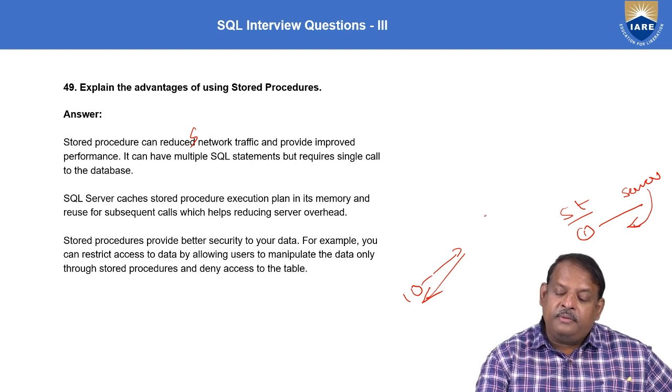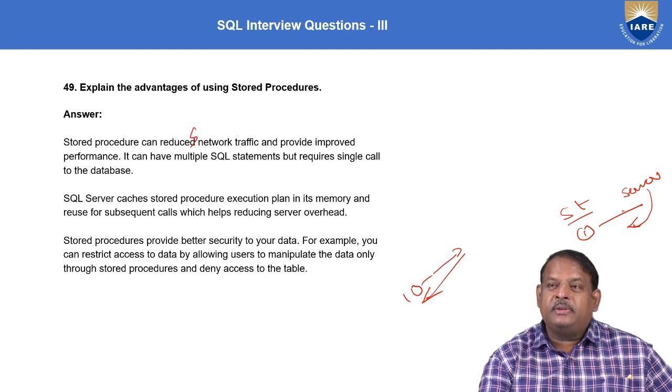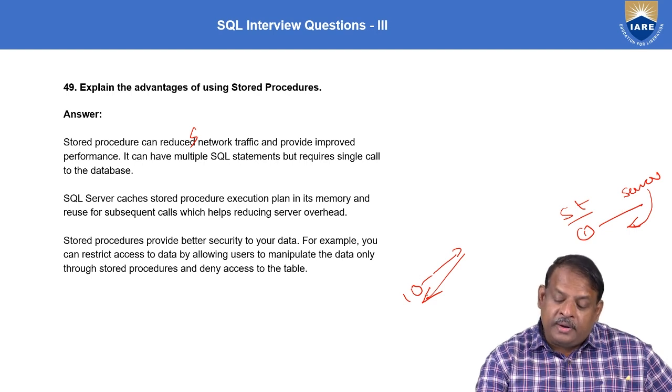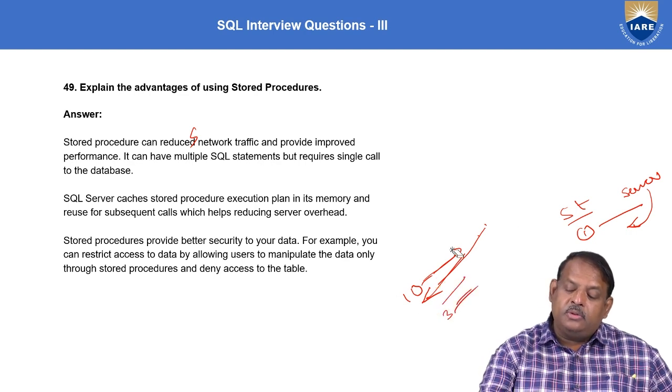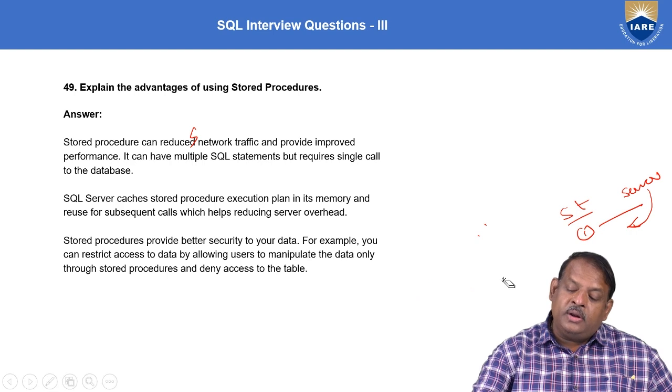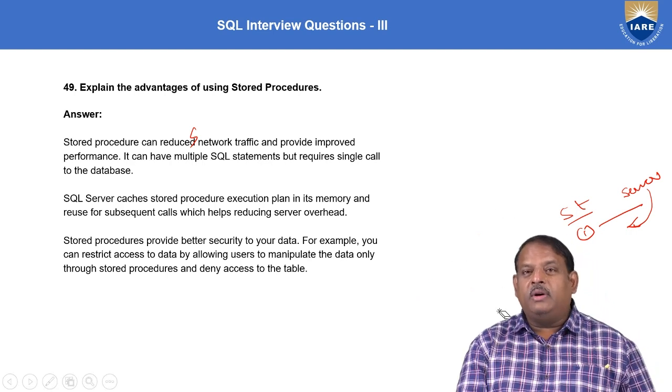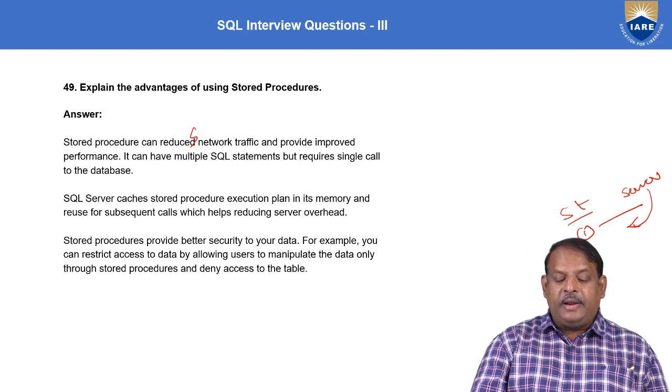Unlike that, if you want to achieve the same thing by writing simple SQL statements, you have to write 10 statements. For each statement executed, you have to go to the server, process it, and come back with the first record, then the second, third, fourth. So this is how you reduce the network traffic, because you are sending only once instead of 10 times.